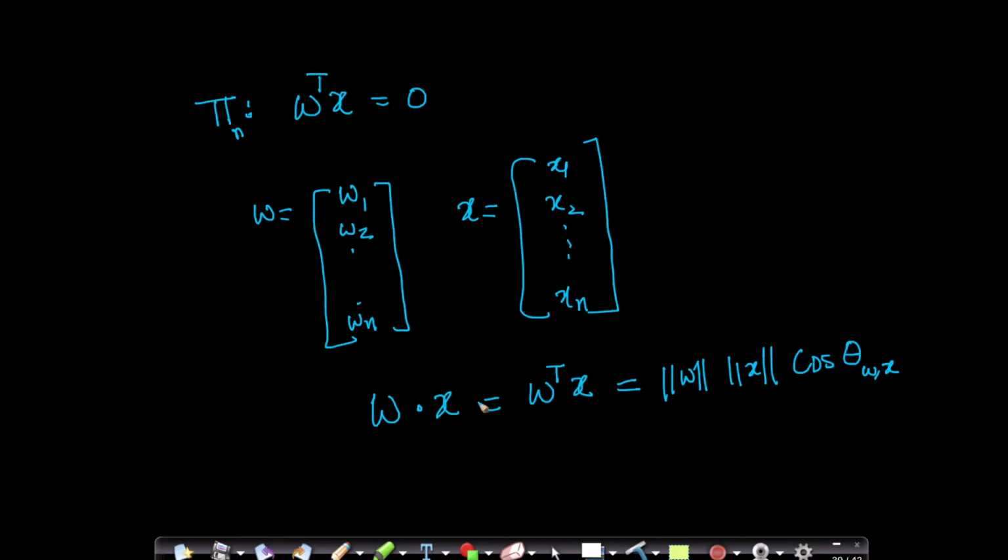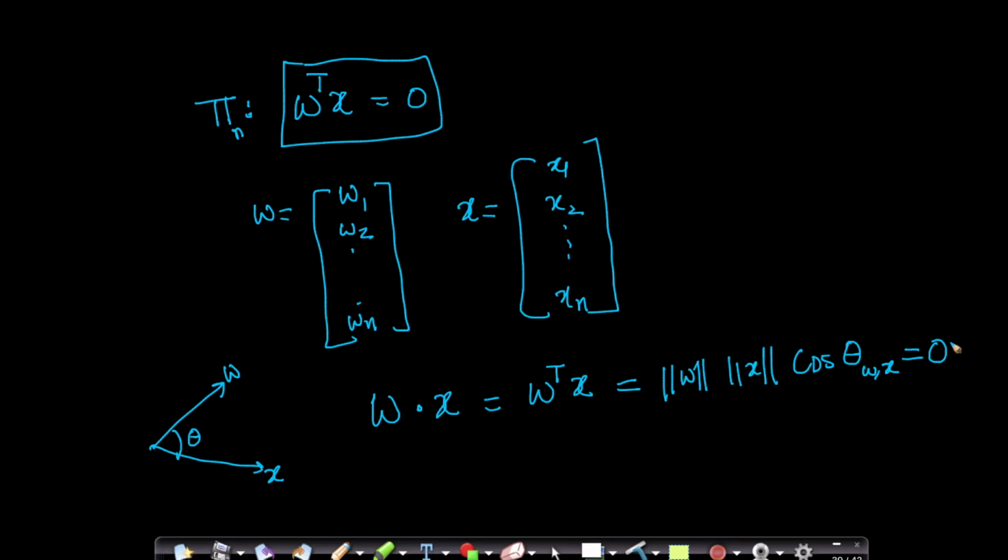This is the beauty of linear algebra. W is just, I can think of it as an n-dimensional point. So is X an n-dimensional point. If W and X are two points in an n-dimensional space, let's assume this is W and let's assume this is X. This is the angle between them, theta. We said that this is equal to 0 for a plane. This is the equation of a plane, W transpose X equals to 0.